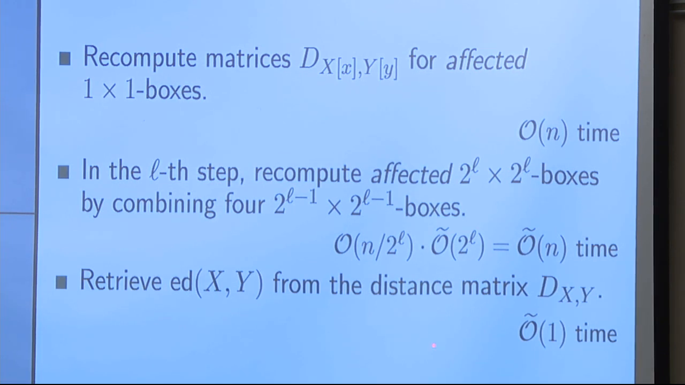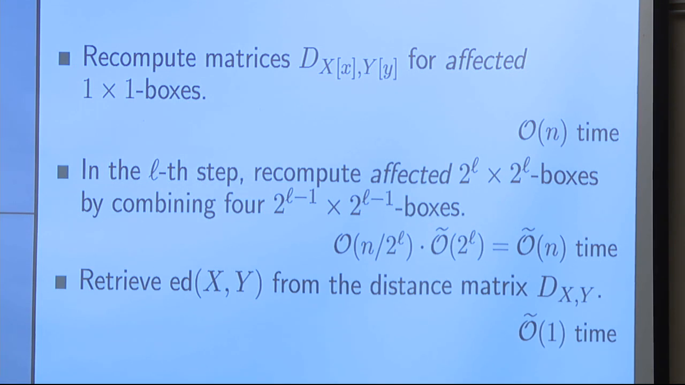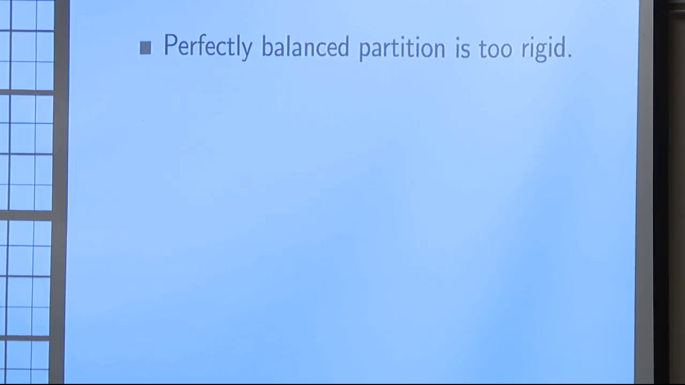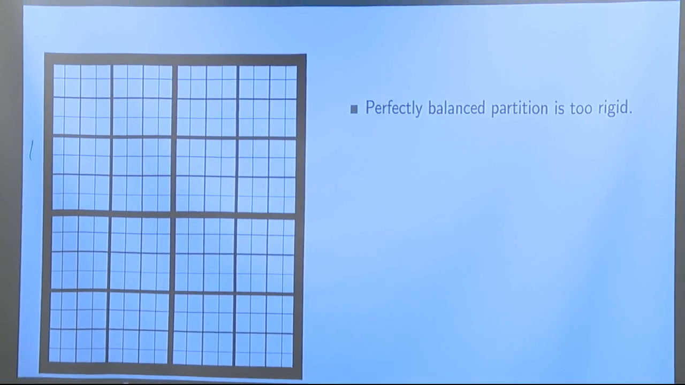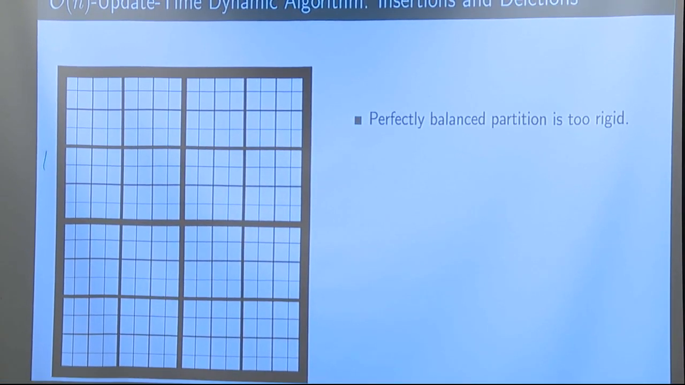And overall, the runtime would be near linear. That's because we have near linear time at every step, and the number of steps is logarithmic, because the sizes of the boxes grow exponentially as we proceed to the subsequent level. Now this was very easy for substitutions only.